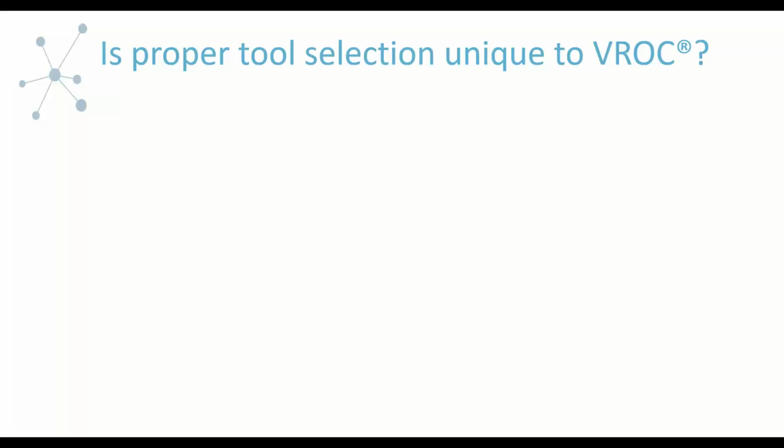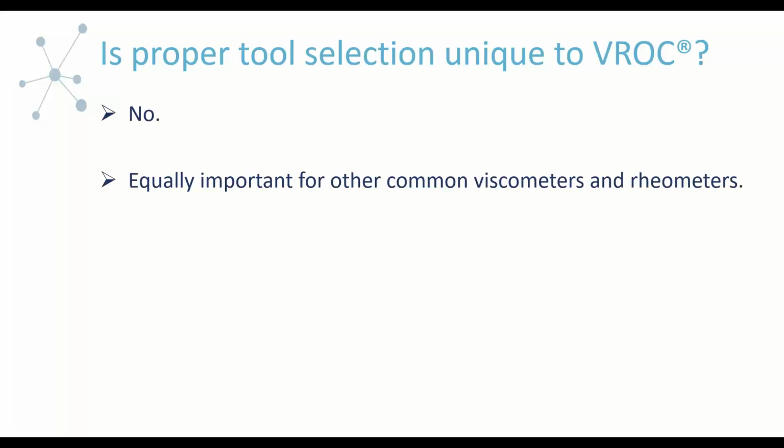So that is the quick, or maybe not so quick, discussion as to why I wanted to make the analogy to the other types of instrumentation. So I've kind of given away the answer to my question here. The question being, is proper tool selection unique to our particular technology? And the answer is no. Unfortunately, it is not unique to our technology. It's just as important when you're dealing with the other common viscometers and rheometers to choose the right tool for your samples.